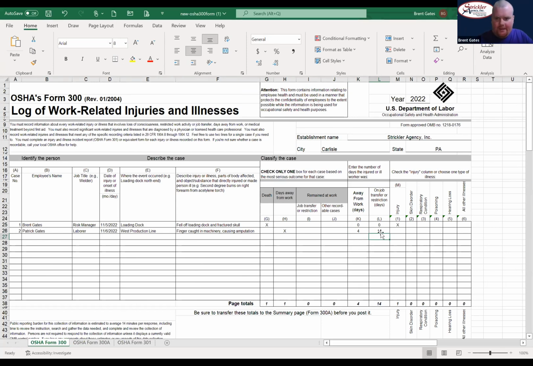So we had days, and we had, again, another injury. If you notice here in the bottom, all this stuff is totaling up for us, which is going to be very helpful. All right, the third one, we're going to make it my wife, Melissa Gates. We're going to call her the secretary. This happened on 11/7/2022. This happened on the east production line.